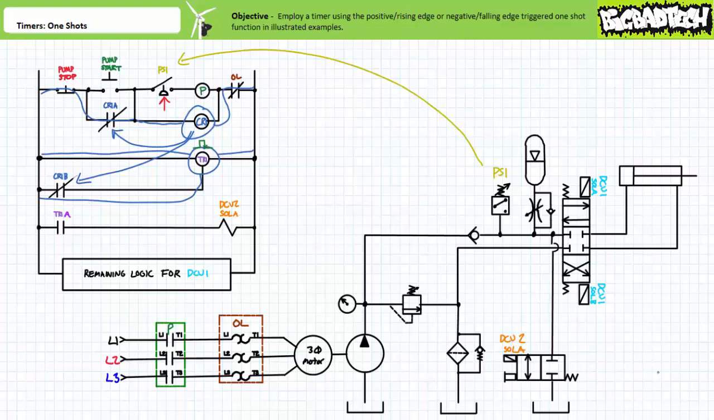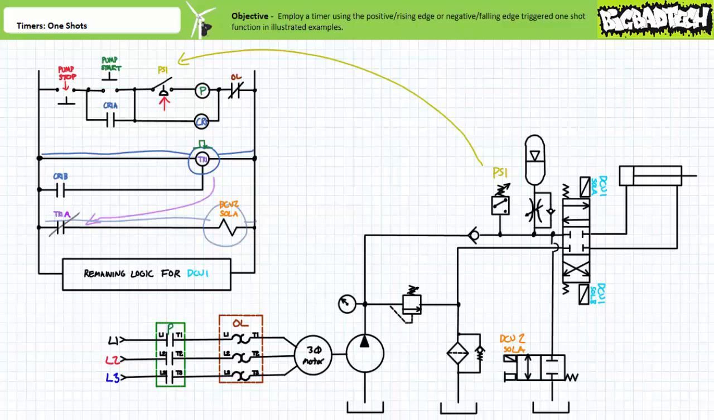However, when an operator presses stop, the coil of control relay CR1 is de-energized, and its associated contacts immediately return to their deactivated states. CR1A opens, removing the holding circuit. CR1B opens, and timer relay TR1 has experienced a negative edge. Contact TR1A, executing the negative edge triggered one-shot, closes and energizes DCV2 solenoid A. The energized DCV2 Sol A shifts DCV2 to the open position and discharges the accumulator to tank.